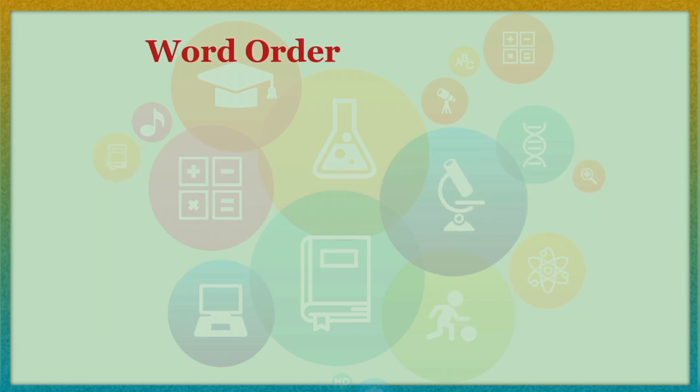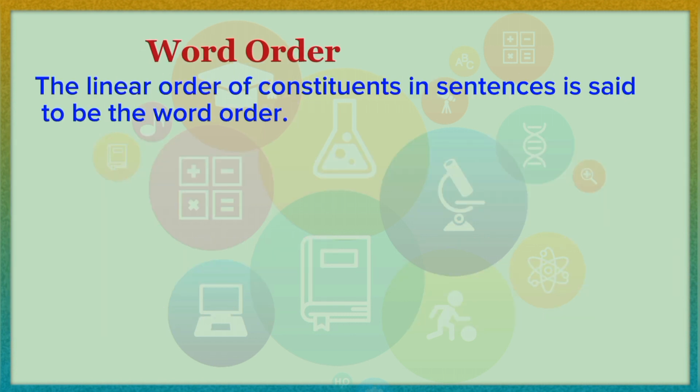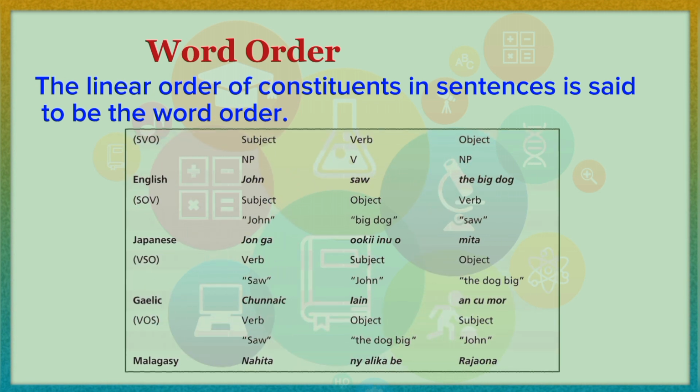Word order. The linear order of constituents in sentences is said to be the word order. The basic linear order of constituents in English is noun phrase, verb, noun phrase, or NP, V, NP, and their typical grammatical functions are subject, verb, object, or SVO. The English word order sequence is not the only possible or even the most common word order among languages. The most common pattern is actually subject, object, verb, or SOV.